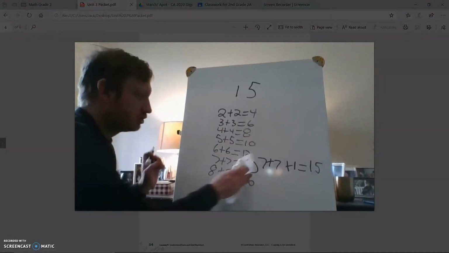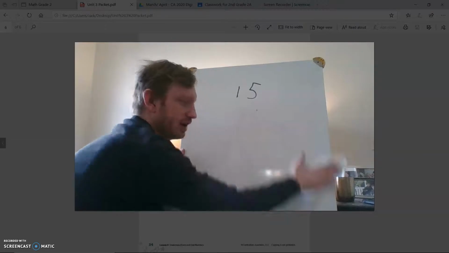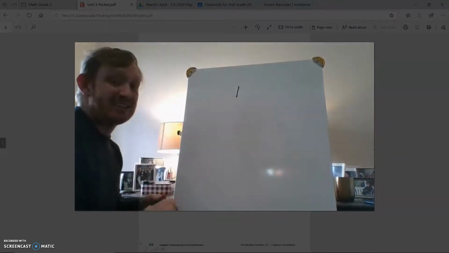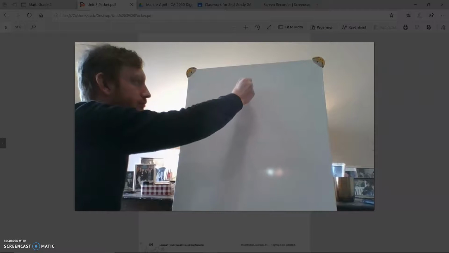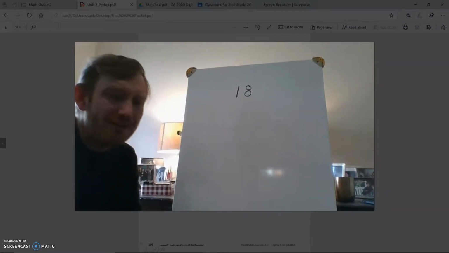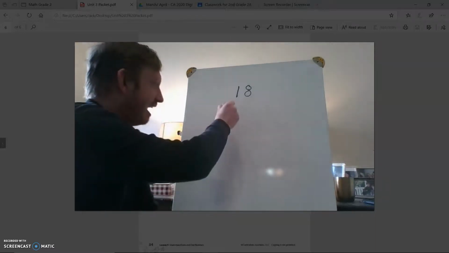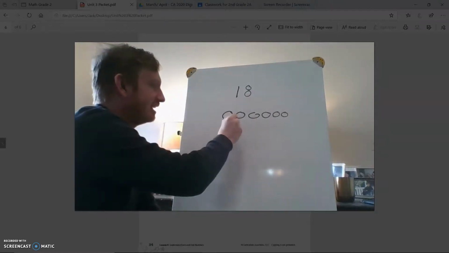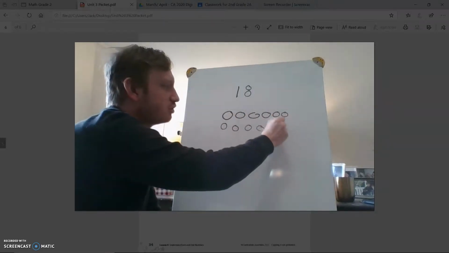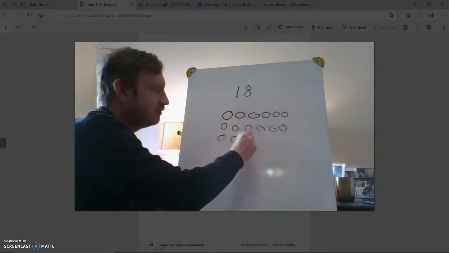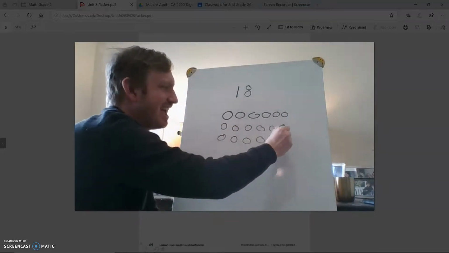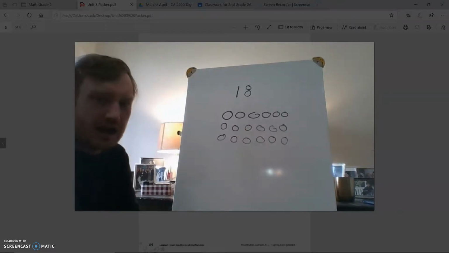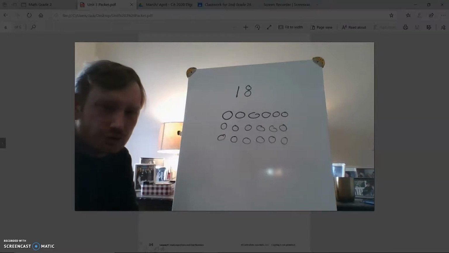All right. So our new number that we're trying to figure out if it's odd or even is 18. My favorite way to do these to start is to draw a picture. So that's what I'm going to do. I have 1, 2, 3, 4, 5, 6, 7, 8, 9, 10, 11, 12, 13, 14, 15, 16, 17, 18. And now the question is, can I put these into 2 equal groups?